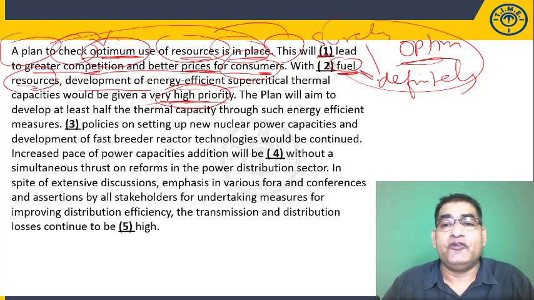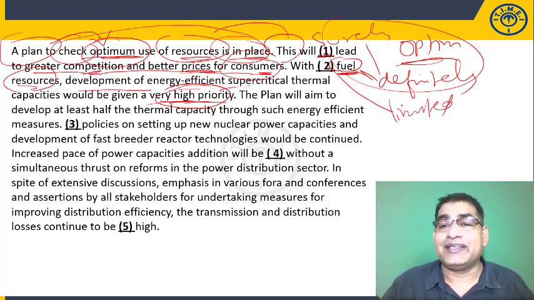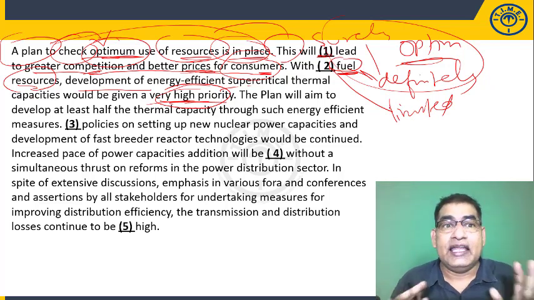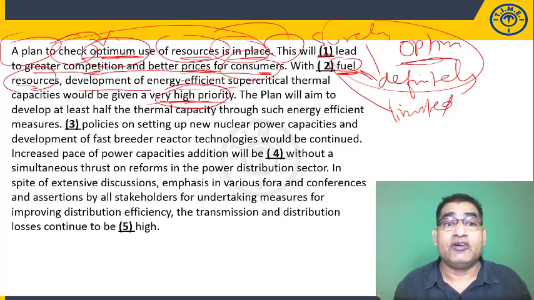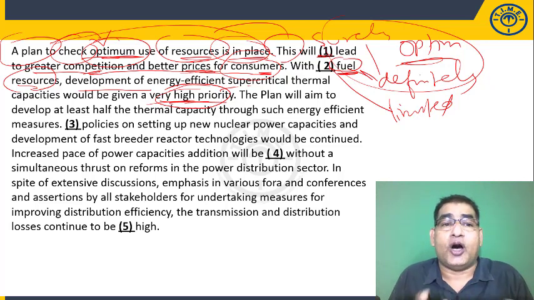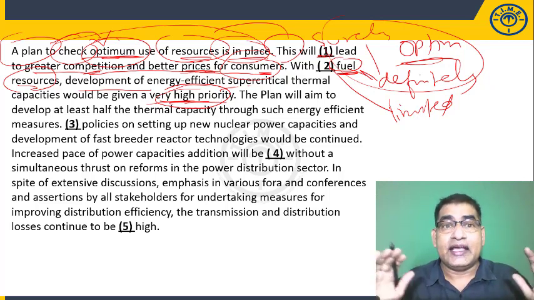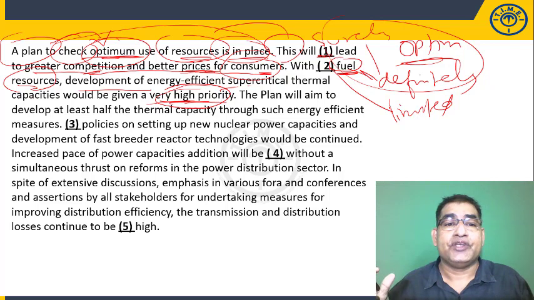When the available fuel is not available in large quantities, which means the word that should go in the second blank should be limited. With limited fuel resources, development of energy efficient supercritical thermal capacities would be given high priority. So you see, apart from having a plan in place for the optimal use of resources, the government also is planning to have alternative sources of energy.